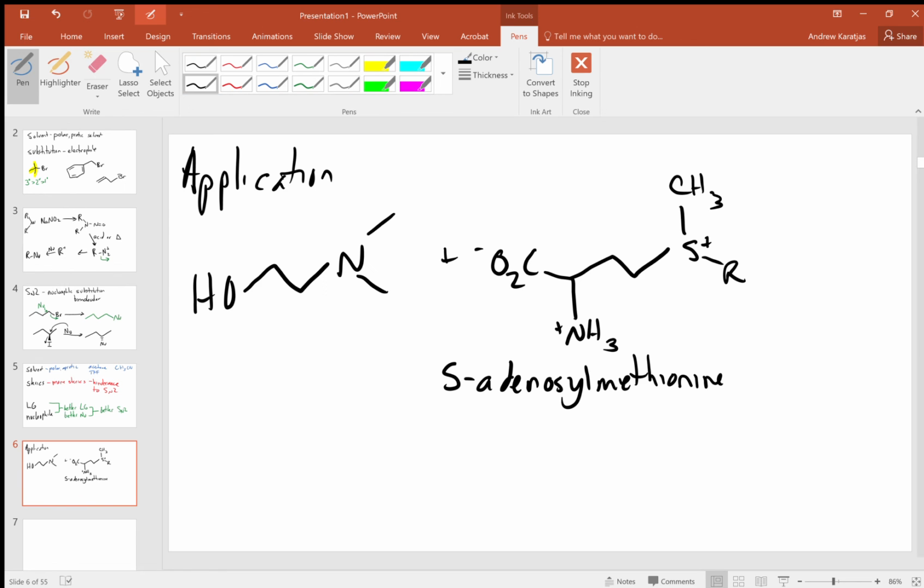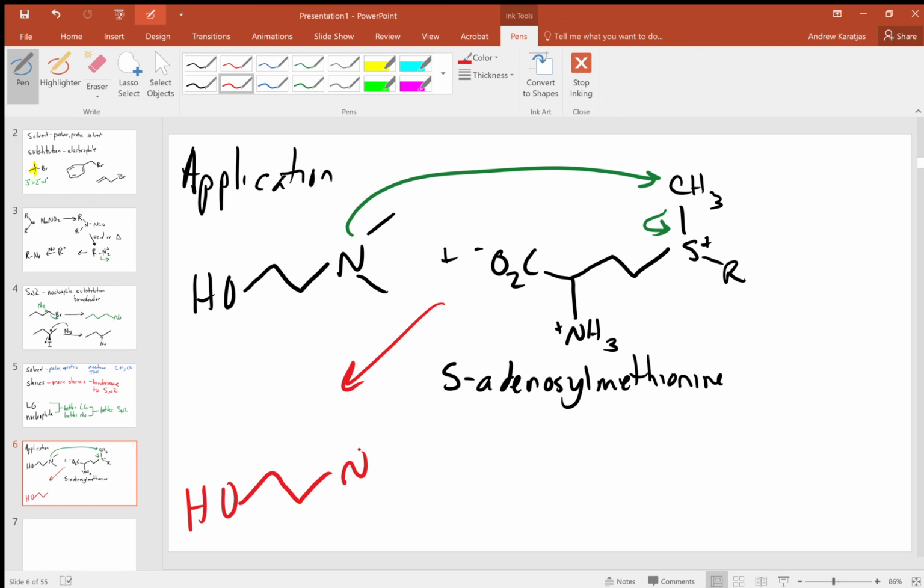With this sulfur being positively charged, the lone pair of nitrogen can actually come in and pick off this methyl group. And then we kick out as a leaving group the neutral sulfur, and that's actually a pretty decent leaving group. As a result, we make this molecule here that's used in the synthesis of phospholipids for cell membranes.